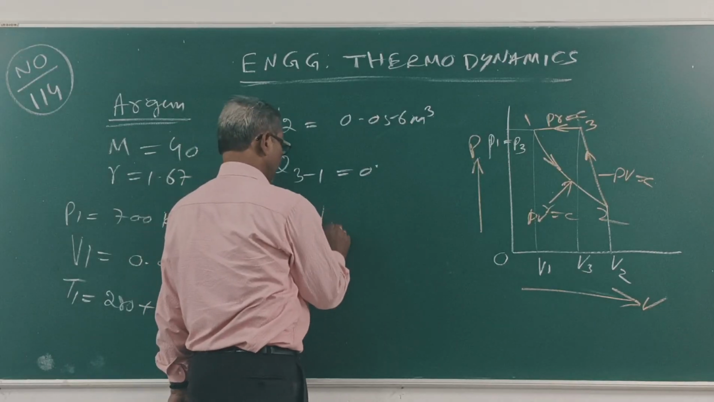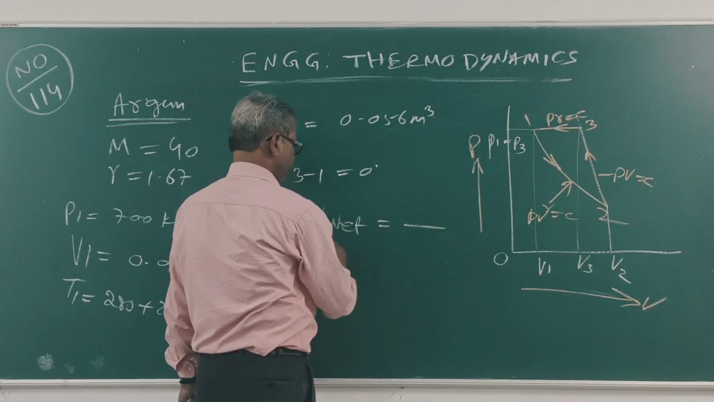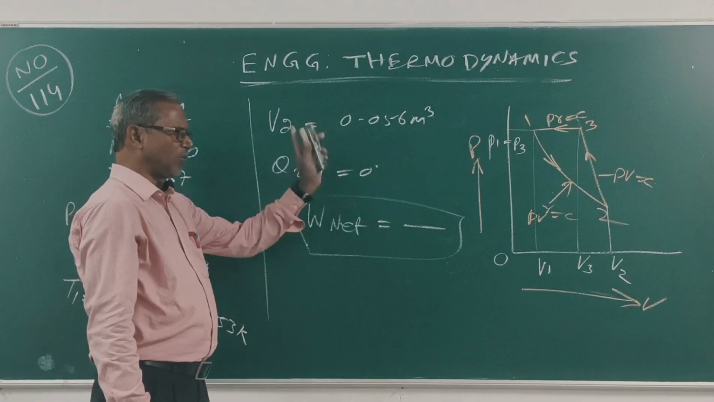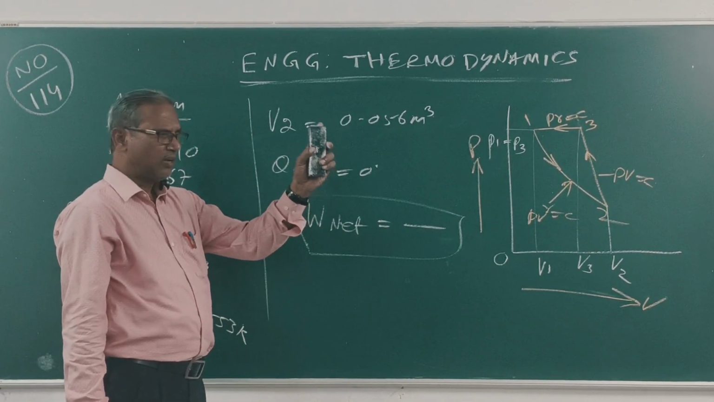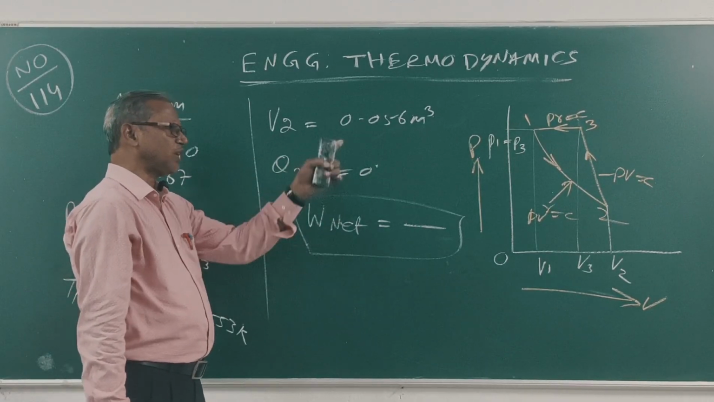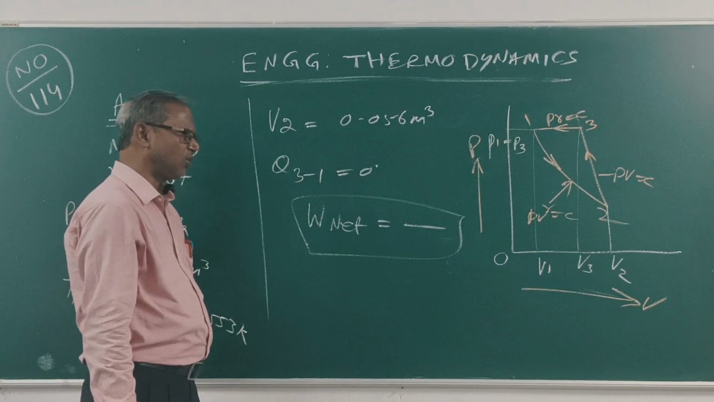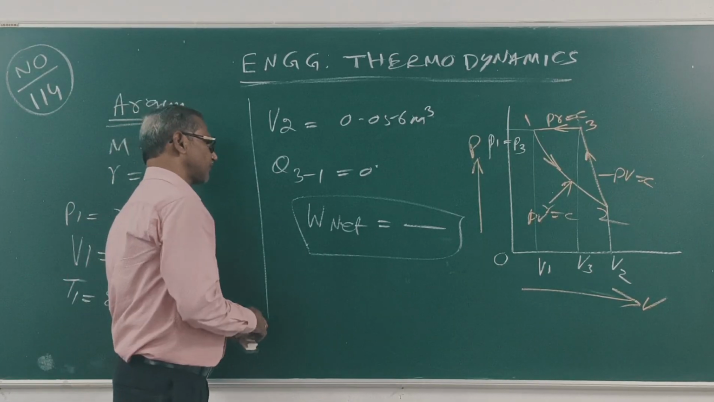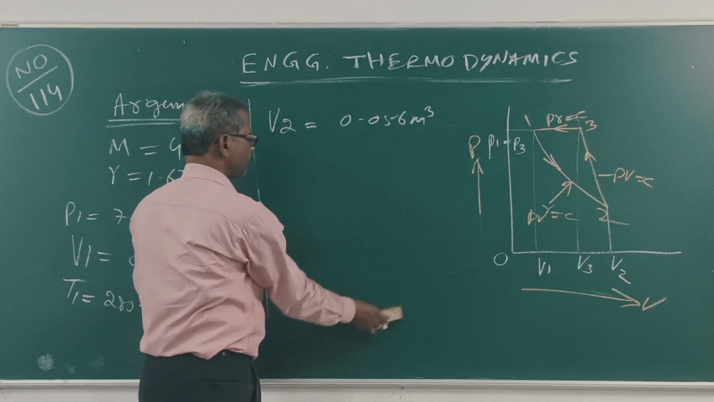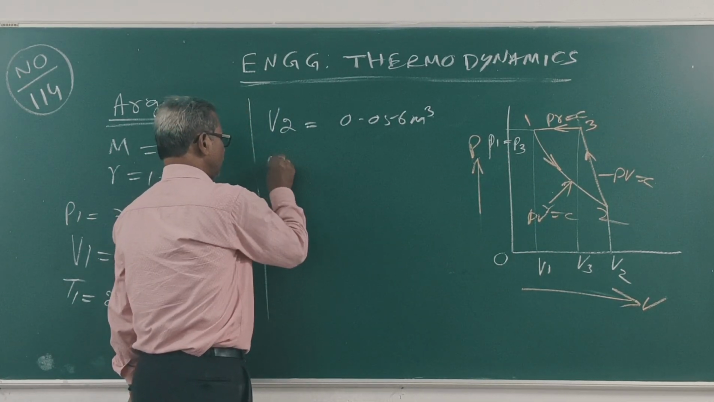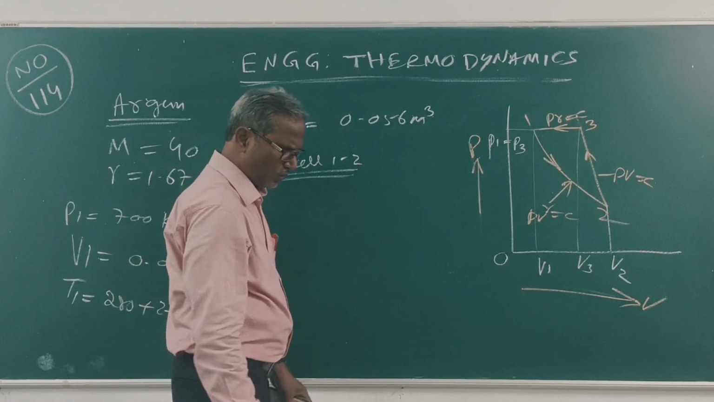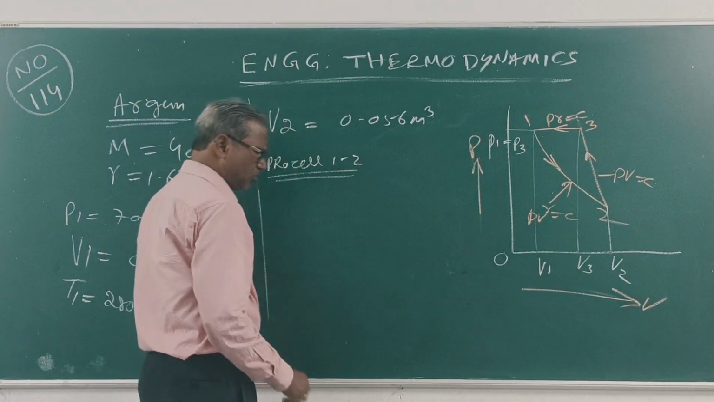Find net work transfer. Net means what is net? Net work transfer. Now we will find W12, W23, W31. So W net is equal to W12 plus W23 plus W31. Now consider process 1-2.